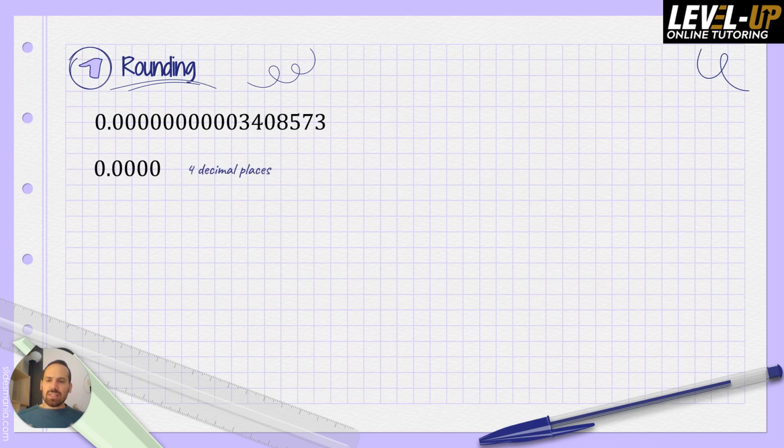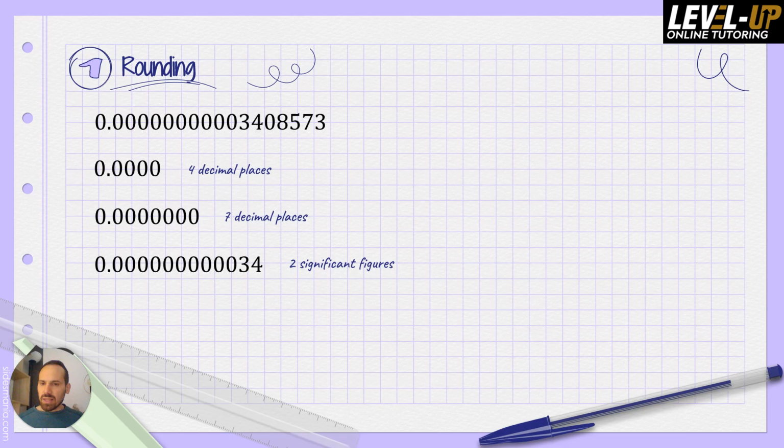And you see, if we try to round to decimal places like here, 4 decimal places or 7 decimal places, it just comes out to 0. 0.0000 is still just 0. And so what we might use is, say, significant figures. So something like this, which is 2 significant figures.